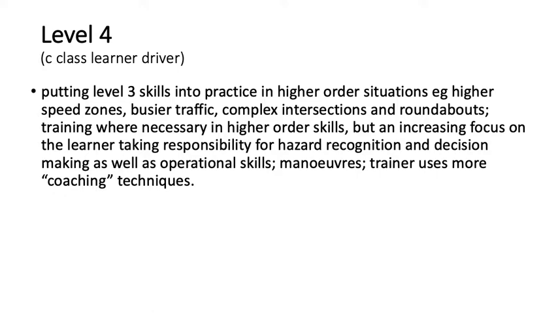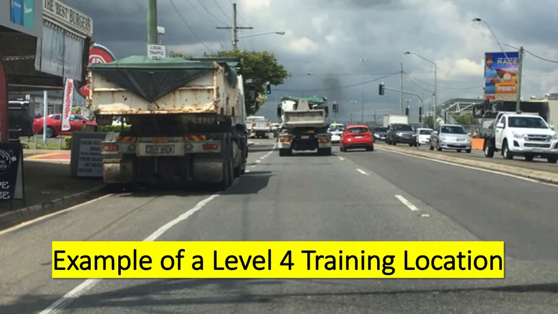Level 4, putting level 3 skills into practice in higher order situations, for example, higher speed zones, busier traffic, complex intersections and roundabouts, training where necessary in higher order skills, but an increasing focus on the learner taking responsibility for hazard recognition and decision making, as well as operational skills. Lots of maneuvers and the trainer using more coaching techniques as opposed to straight up instructional techniques. This is an example of a level 4 training location.